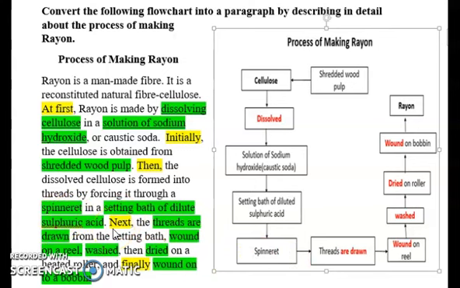Let's explain the next box. Next, the threads are drawn from the setting bath, wound on a reel, washed, then dried on a heated roller. In this sentence, I just combined all the actions together, starting from threads are drawn, wound on a reel, washed, dried on a roller, put together. If the question asks for 8 marks or above, you have to explain in detail by splitting the sentences into separate sentences.